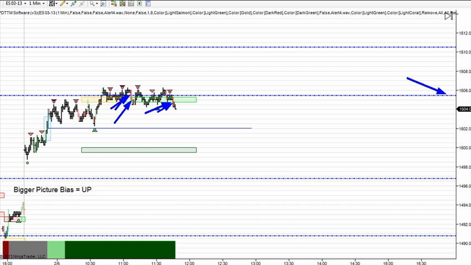Even though this made some pretty good sense to get long, just because something makes sense doesn't mean it's going to work 100 out of 100 times. In this case, it looks like it might not be working quite as well, and so you have that option to get out for a minimal loss.